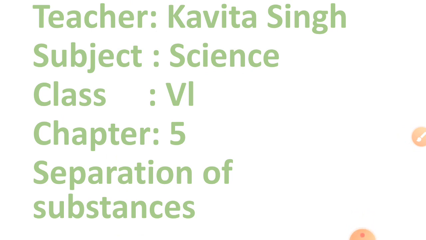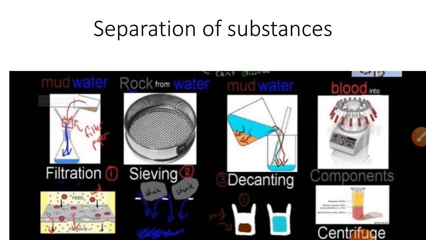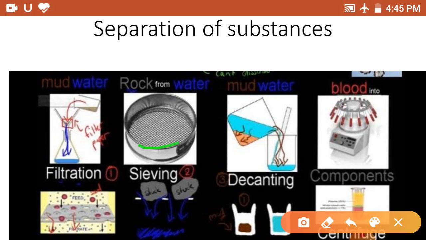Today we are going to learn 6th standard, chapter number 5, separation of substances. Now in this picture you can see the different methods of separation like sieving, filtration, decantation, etc.